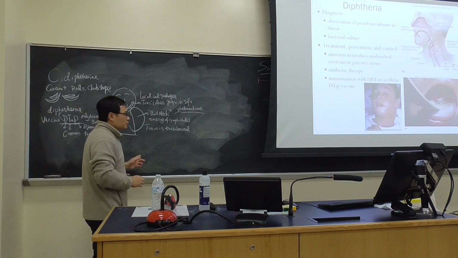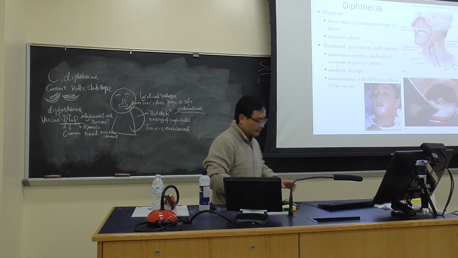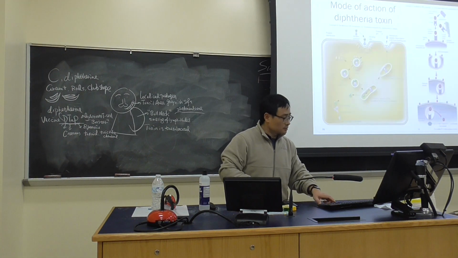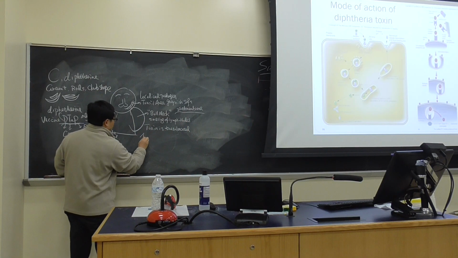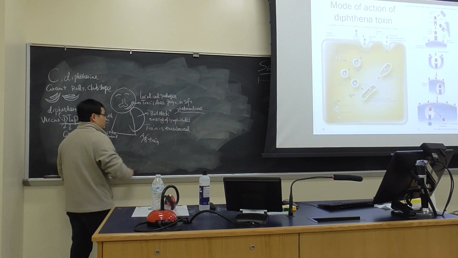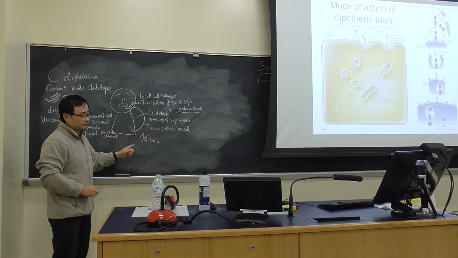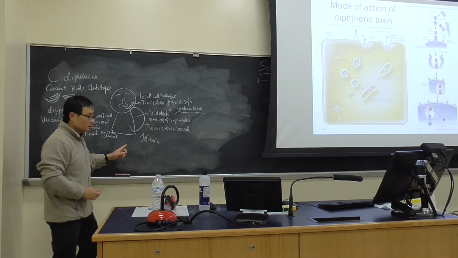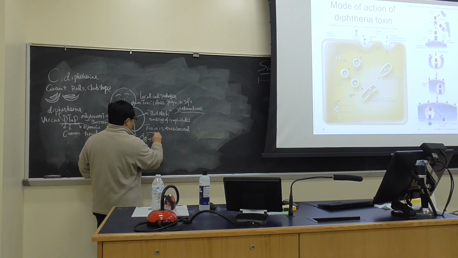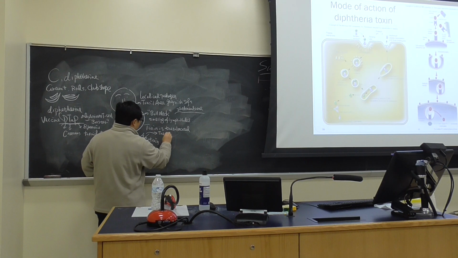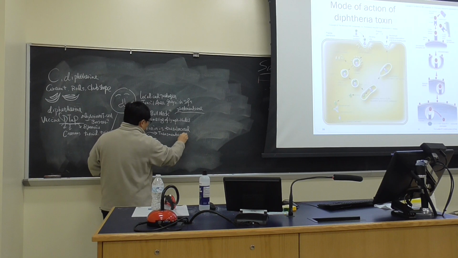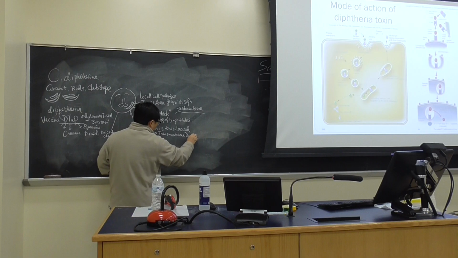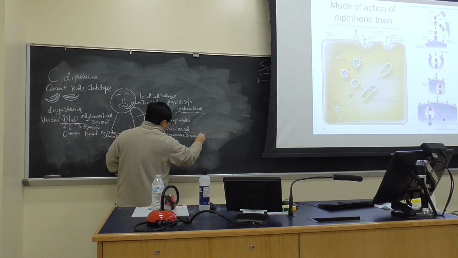Now, how is the toxin translocated? That toxin, we call it an AB toxin. Why do we call it an AB toxin? There are 2 parts of the toxin, we call it 2 domains. The A domain is the transmembrane domain. Now, the transmembrane domain basically causes bleeding.